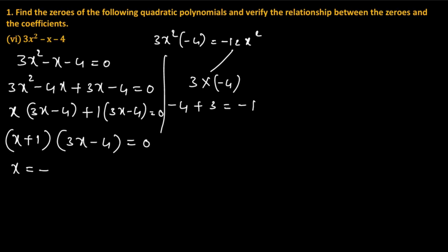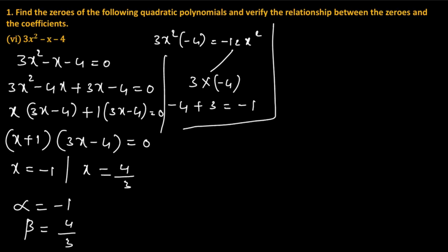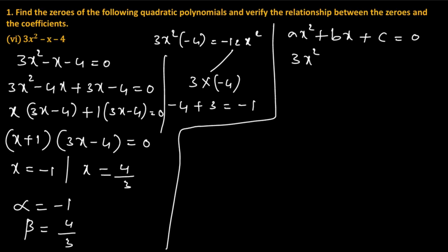Whereas x is equal to minus 1 and x is equal to 4 by 3. Alpha is equal to minus 1 and beta is equal to 4 by 3. Let us find out the relationship between these two. Compare it with the ax square plus bx plus c is equal to 0. I am writing the equation down. After the formula, 3x square minus x minus 4 is equal to 0.